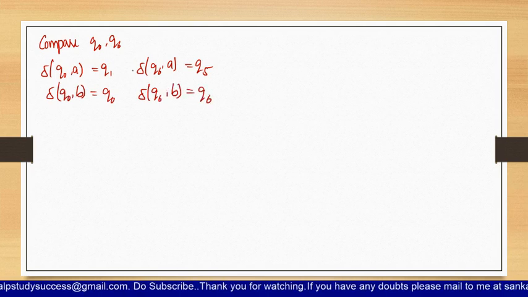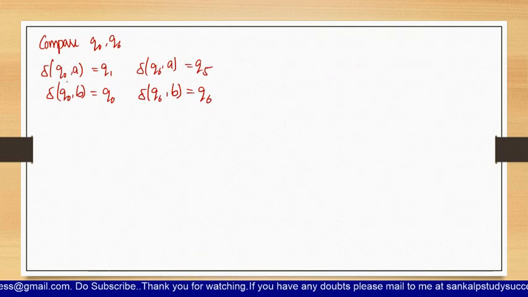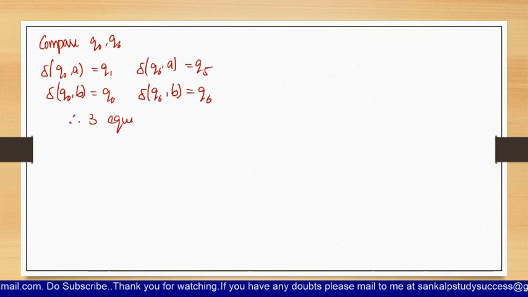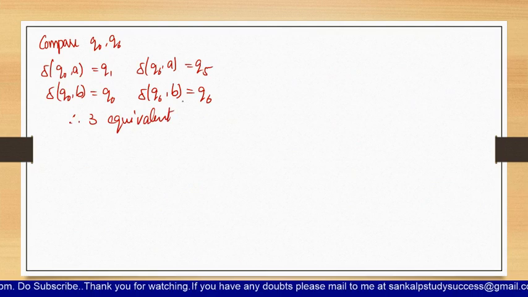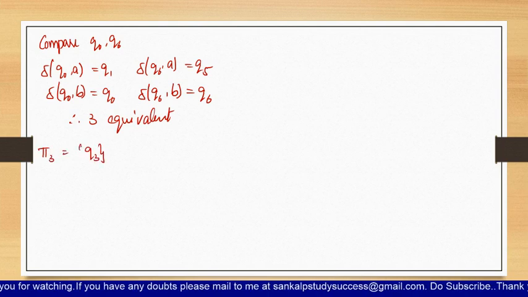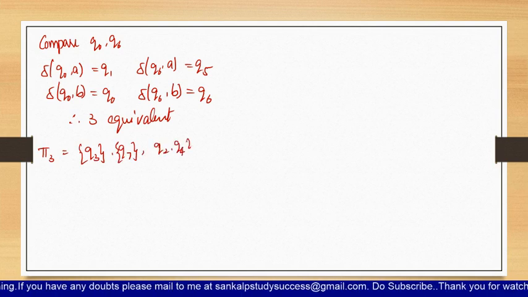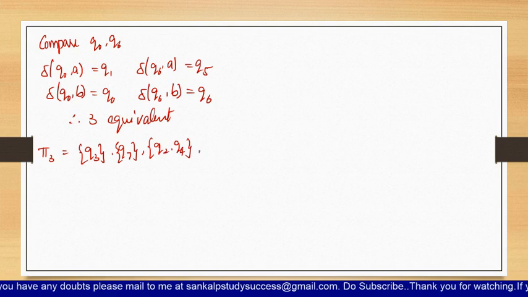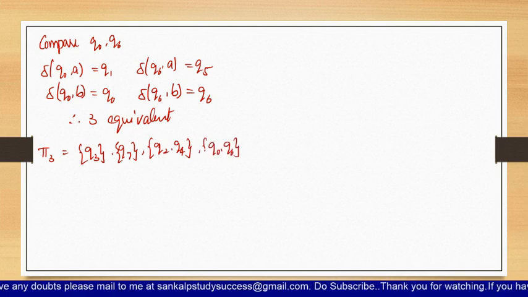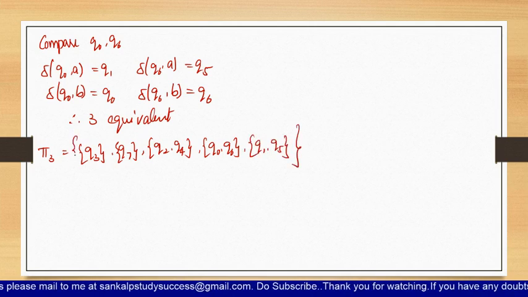So here if you observe, q1 and q5 belong to the same set, and q0 and q6 also belong to the same set, so therefore they are 3 equivalent. So now here we will wind up, because we have compared each and everything till we got all the states as equivalent. So here, constructing pi 3, which is equal to q3, q7, q2 and q4, q0 and q6, and q1 and q5. This is nothing but pi 3.